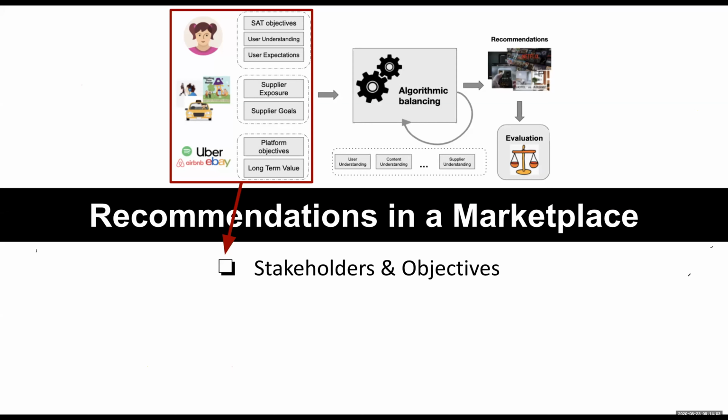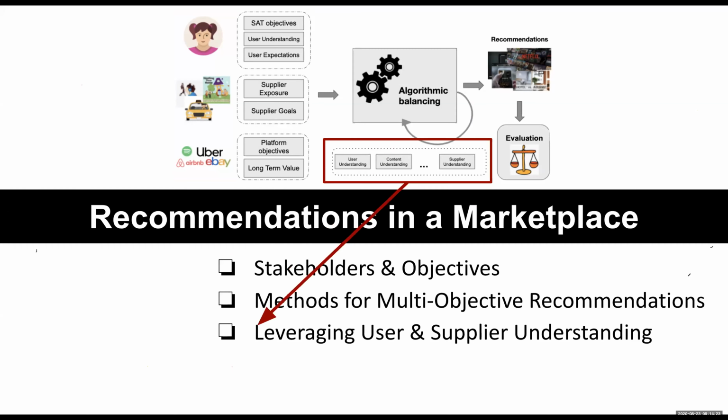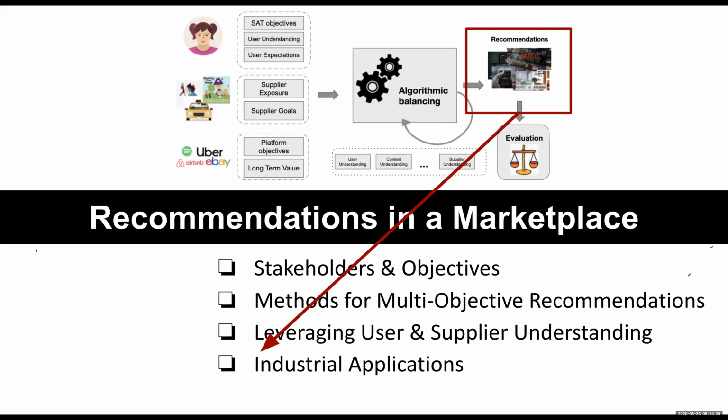So taking a step back, where are we so far? We've spent close to one hour, 15 minutes on this. And hopefully I've tried to convince you that marketplace recommendations are a multi-stakeholder problem. We have different stakeholders and objectives. We're now going to look at some of the methods with which we can address these objectives, and then we're going to look at some follow-up later on.